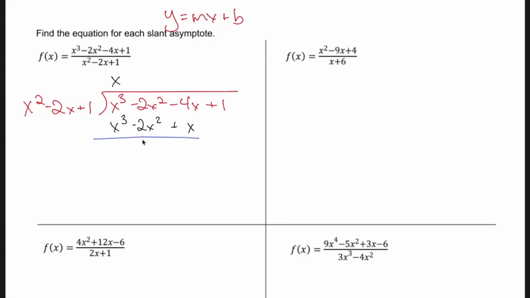Subtract the entire row, which means flip the signs. Minus, plus, minus. You go away. You go away. And that way you can drop down minus, what would that be? 3x, and then drop down plus 1. Now we're done here. And before you're like, oh, the remainder, we don't care about the remainder because the remainder is not in this form. So all we have to do is say the slant asymptote is y equals x. Perfect slant asymptote.